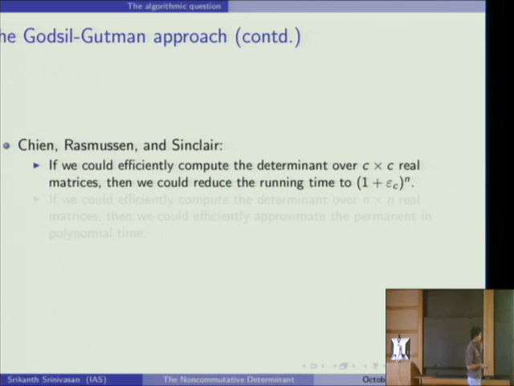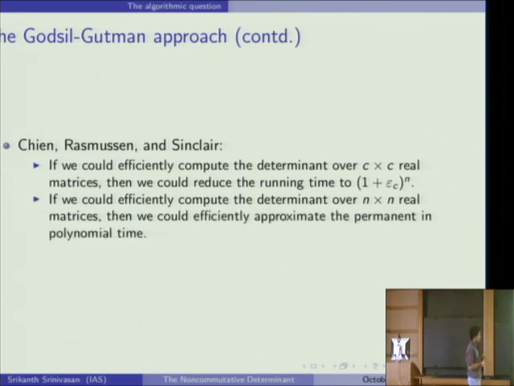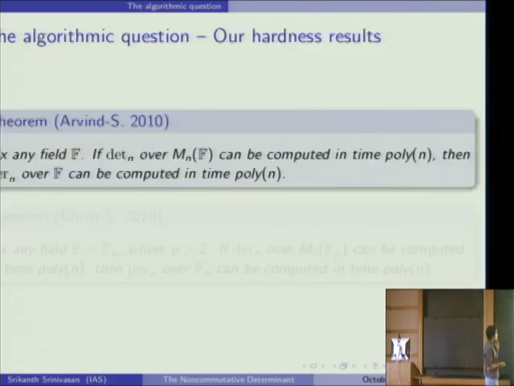Okay. And they also showed that if you can extend this algorithm to compute the determinant over n by n real matrices, so remember that this is an n by n matrix with n by n real matrix entries, if we can actually compute the determinant of this object, then we can in fact efficiently approximate the permanent in polynomial time. So then the variance is down to polynomial. And so this is one of the reasons for looking at how efficiently this determinant object is computable.